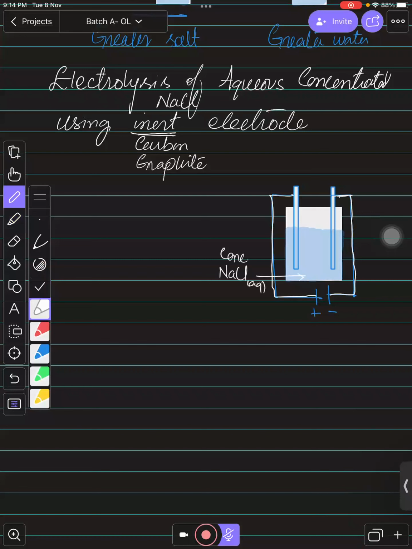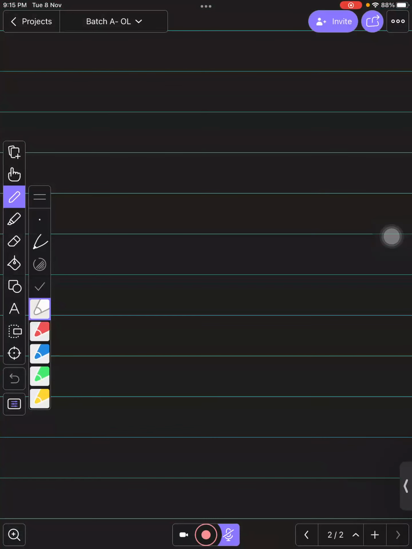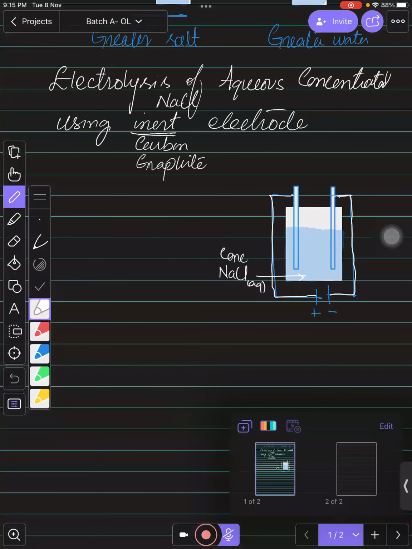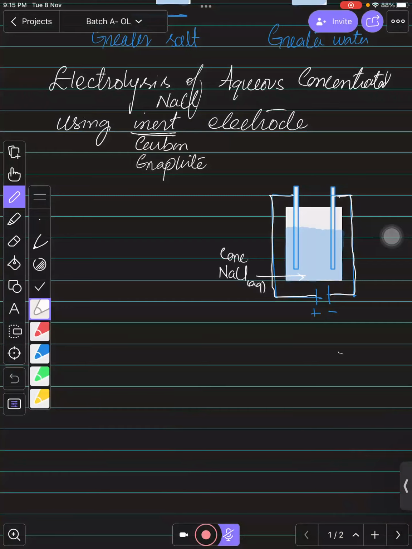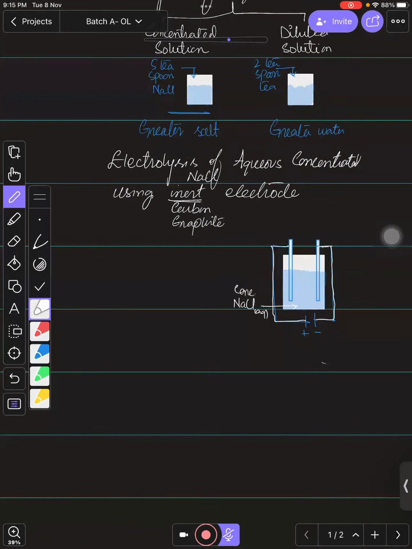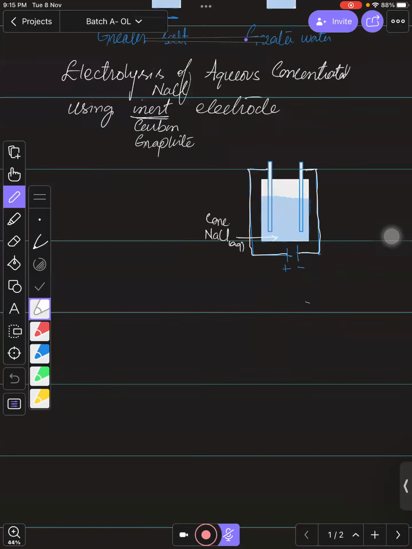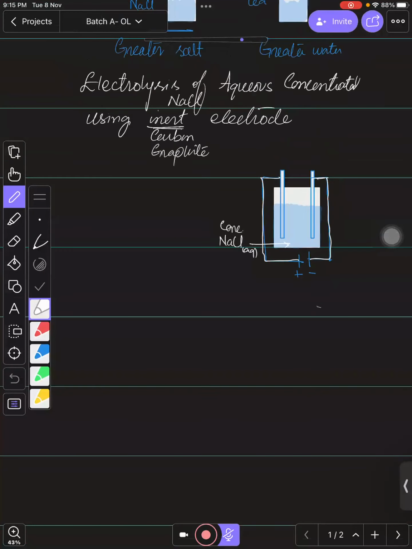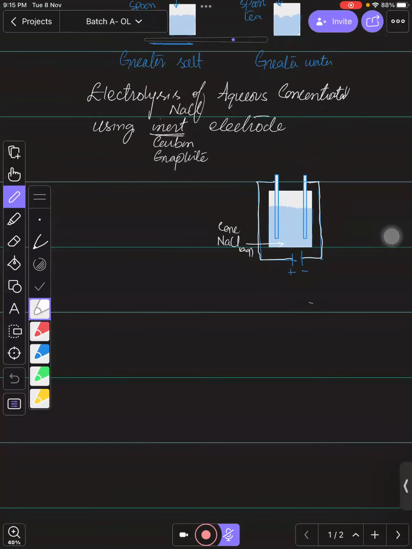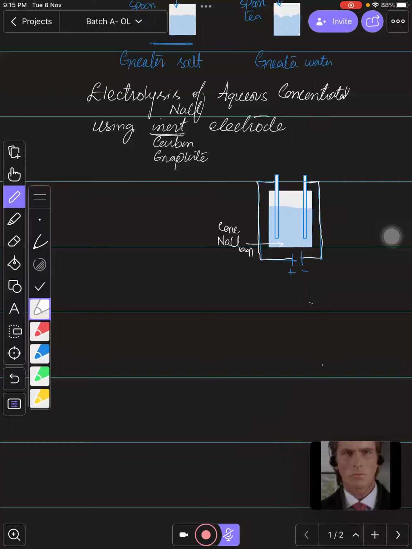So bacho, first of all, you need to know which one is cathode and which one is anode. We know that negative is cathode. So which one is cathode, bacho? Negative is cathode. So it means this one is cathode, right? This one is cathode and this one is anode, right, bacho?